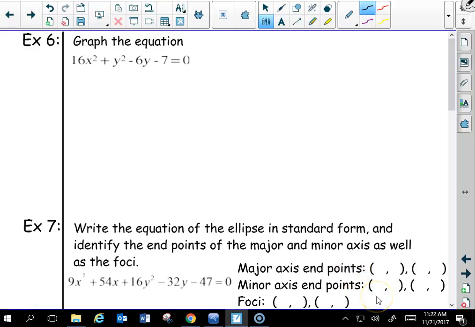Okay, now we have an x squared and a y squared. So that tells us it's some kind of hyperbola. And since we're in ellipses, we can assume it's an ellipse. But what we have to do here is, because I have a y squared and a y term, I'm going to complete the square on y.